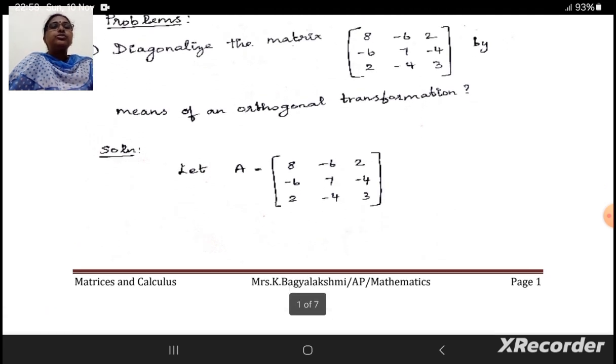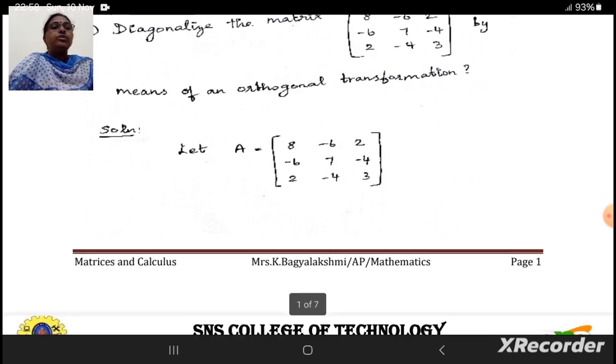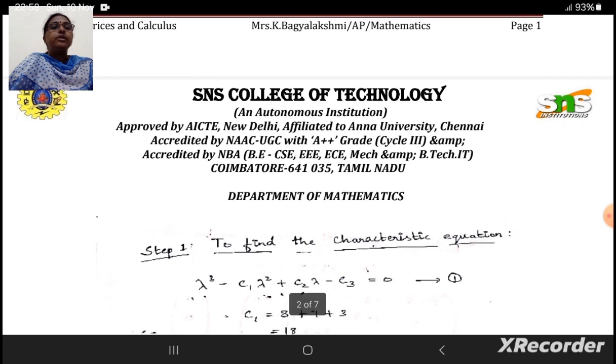The question is: diagonalize the matrix 8 minus 6 2, minus 6 7 minus 4, 2 minus 4 3 by means of an orthogonal transformation. So the matrix is given. We want to calculate the diagonalized matrix by using the orthogonal transformation. First we choose the given matrix as A.